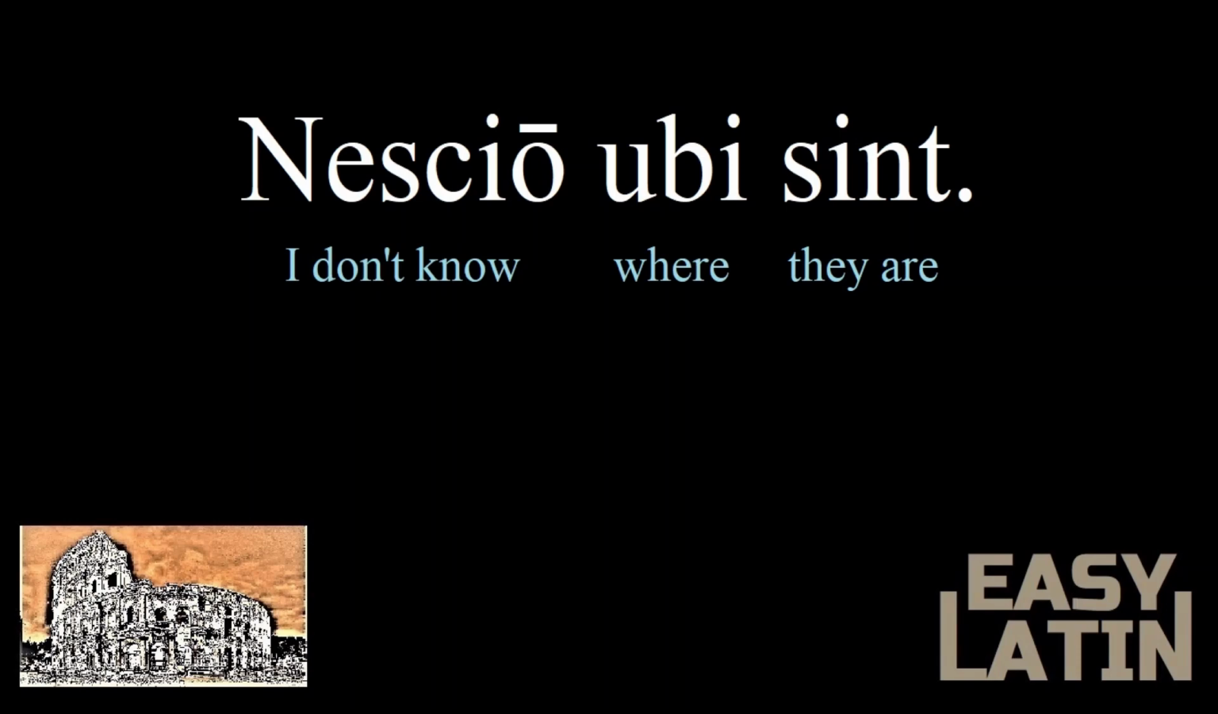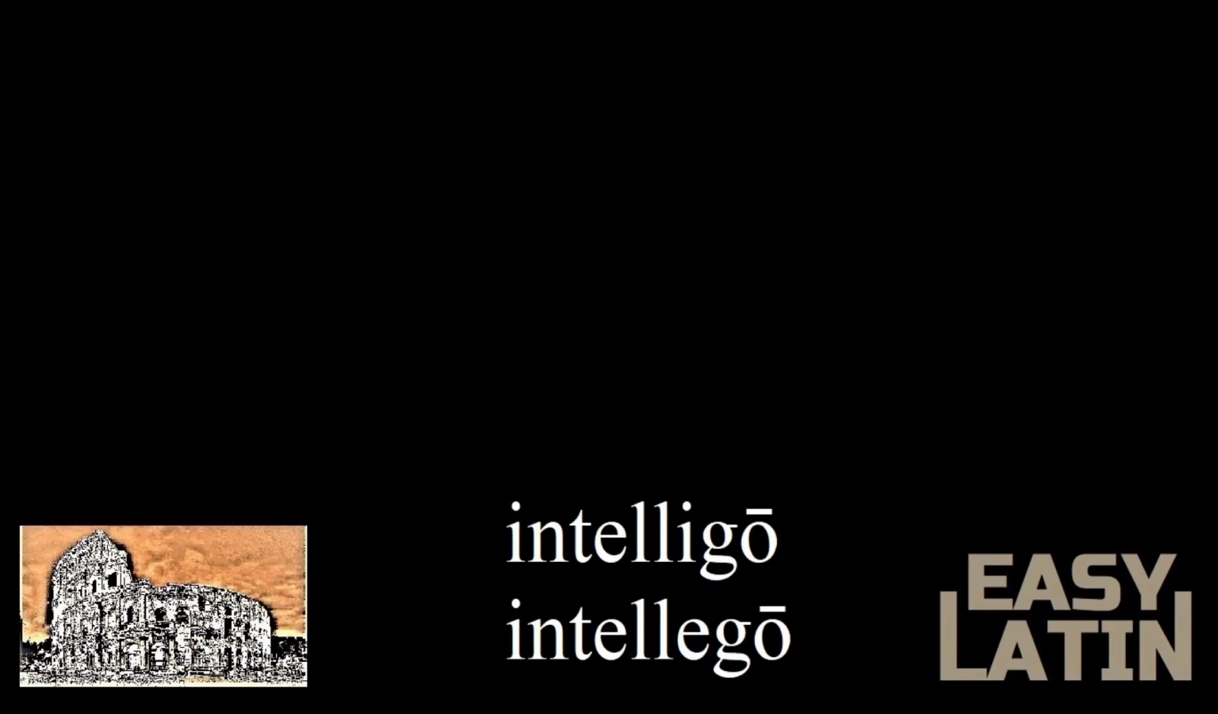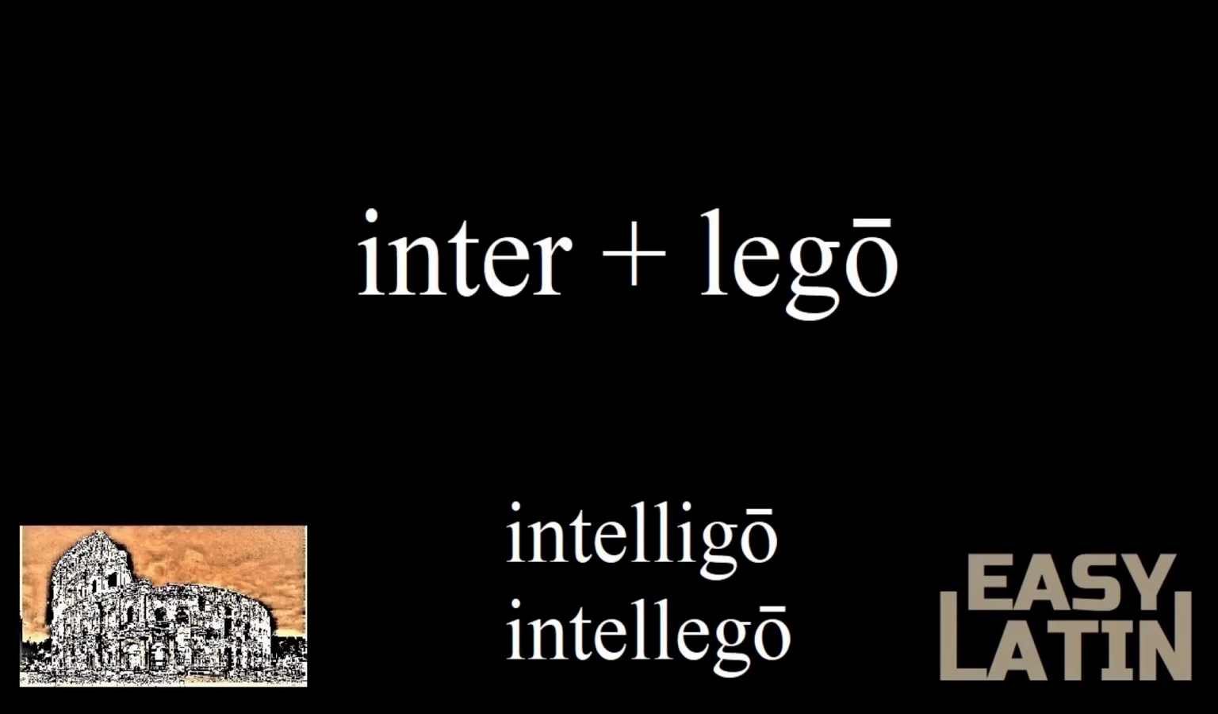Another similar word that uses the subjunctive mood is intelligo, which means I understand. But note, sometimes it's written with two I's and sometimes with two E's, as in intellego. We'll continue with the two E's because this word was derived from inter plus lego, and someone who can read between the lines can understand.